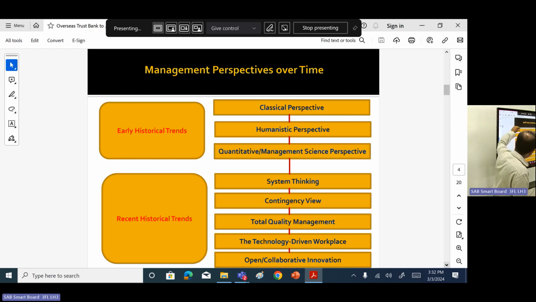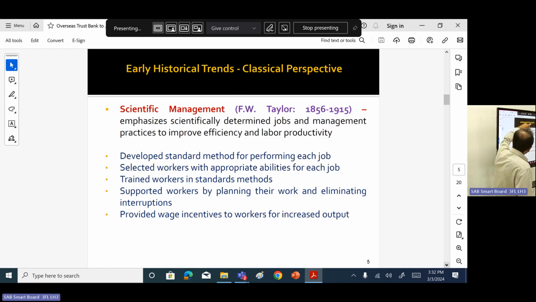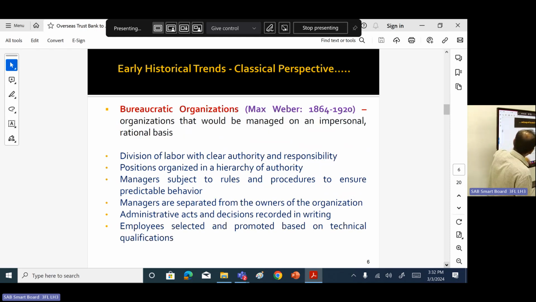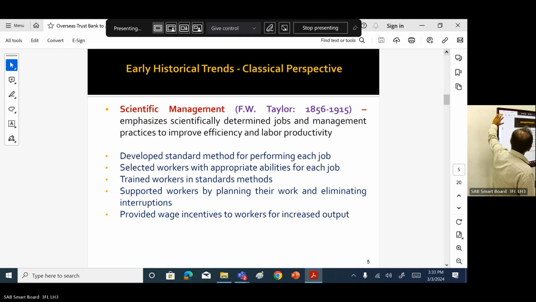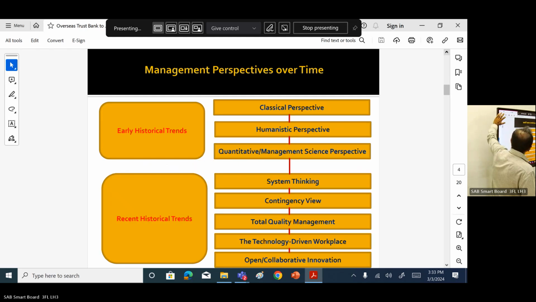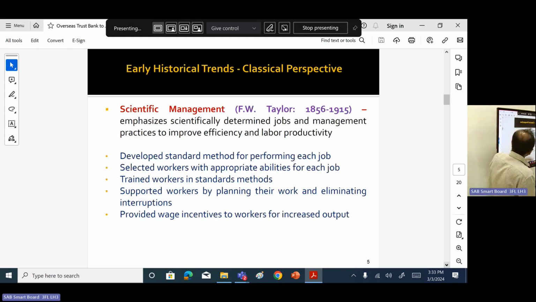Right, then we will consider the key principles proposed in these perspectives over time by management gurus. Under the early classical perspective, we can consider three sets of theories. First one is scientific management. Second, bureaucracy. Third, administrative theory, administrative principles. Then scientific management emphasizes enhancing worker productivity and efficiency, using scientific management principles and practices in workplaces or organizations.